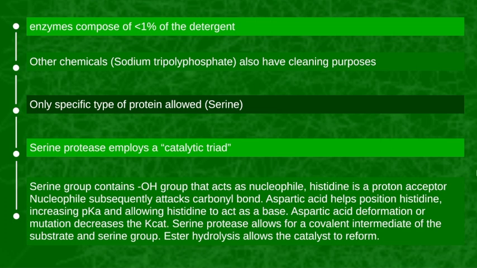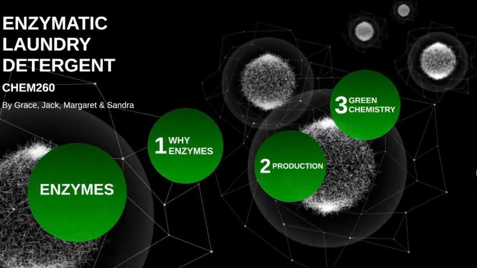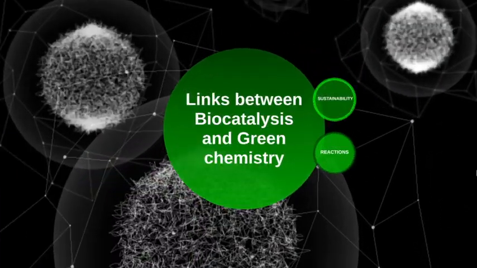Aspartic acid helps position histidine somehow, increasing its pKa and allowing histidine to act as a base. Aspartic acid deformation or mutation decreases the kcat by 10,000-fold. Serine protease allows for a covalent intermediate of the substrate and serine group. Ester hydrolysis allows the catalyst to reform. Now we will talk about the links between biocatalysis and green chemistry.